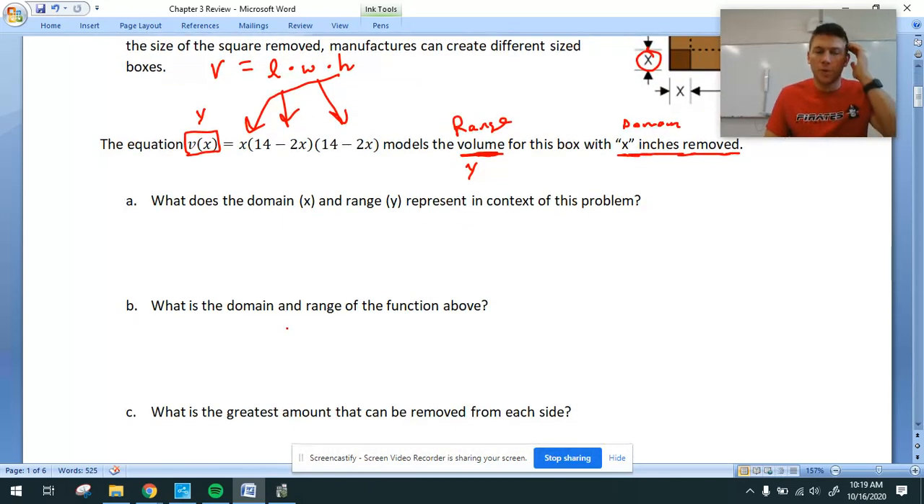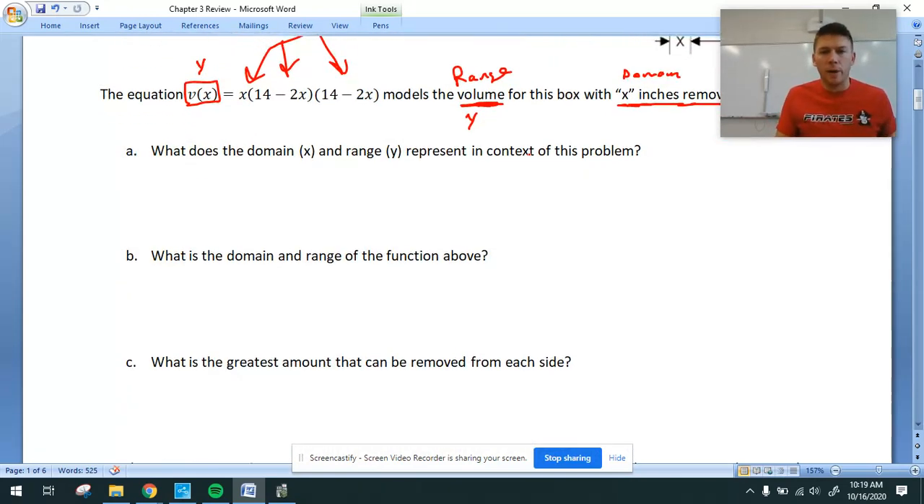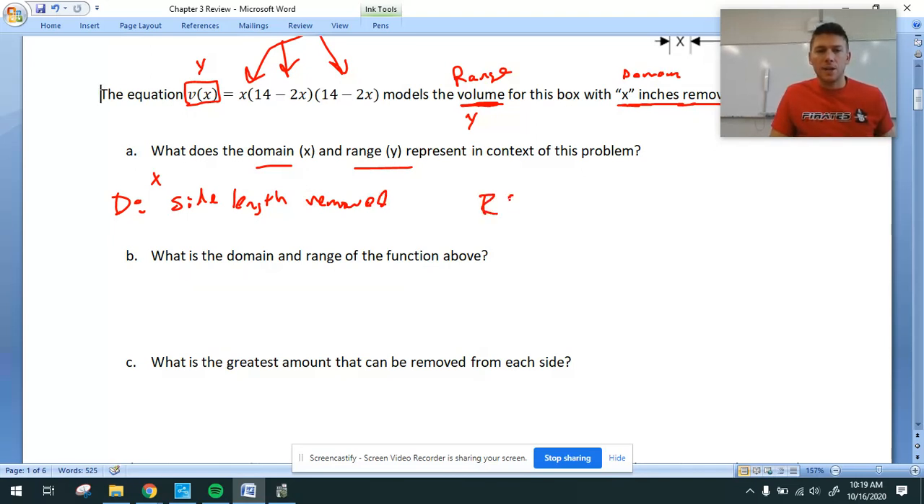So what we have to do is go through this and answer some questions. What does the domain and range represent in context of the problem? Domain are the x's, range are the y's. So the domain we refer to as the side length removed. So that's our x coordinates. That is the side length removed. The y values, or the range, is referred to as the volume in this scenario, and you can see it right here. But then it asks you the question, what is the domain and range of the function above? So it's actually referring to this equation that's here.